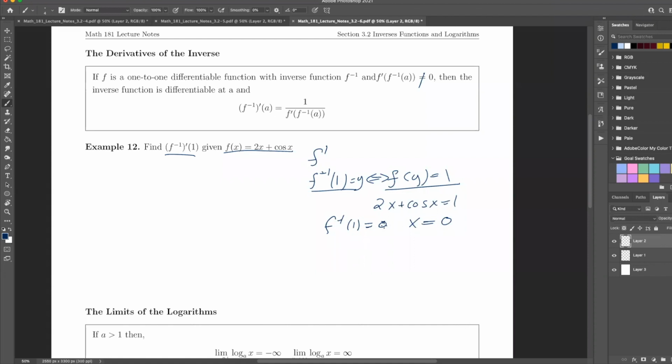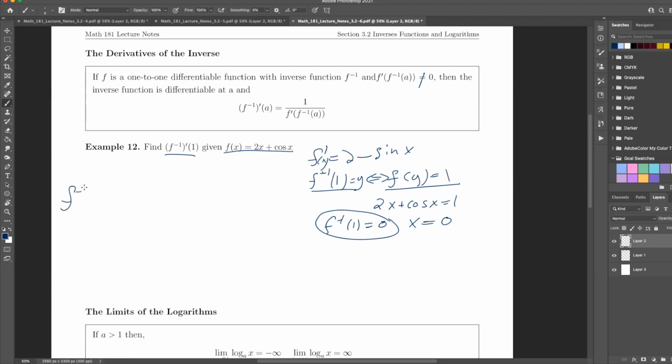All right, so I figured out what this is. That's the first part of what I need: what f inverse of 1 was. Now I just need the derivative of this function, which you can just calculate. It'd be 2 plus, cosine goes to minus sine, so 2 minus sine of x. So that is the derivative of our function. Then we can put it all together.